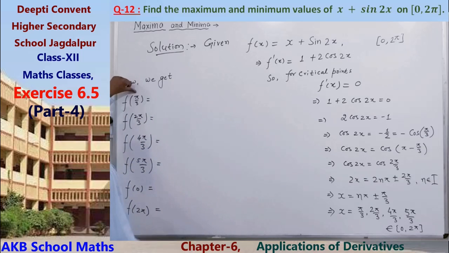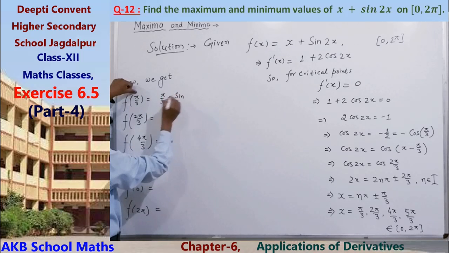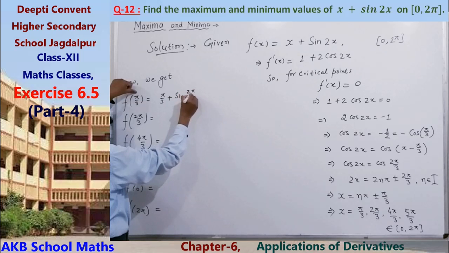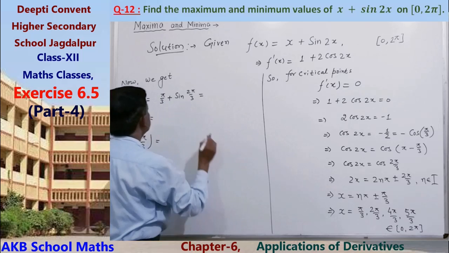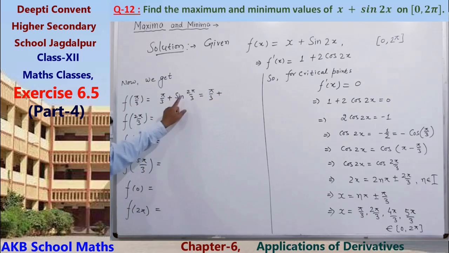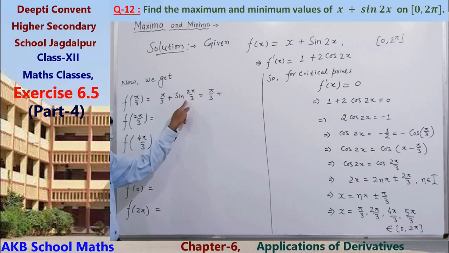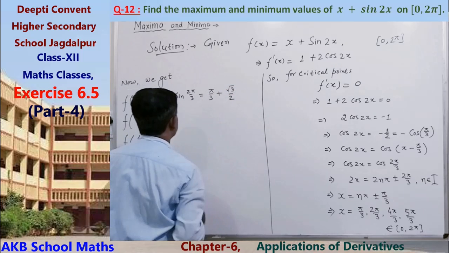Here f of pi by 3 means pi by 3 plus sine of 2 into pi by 3, that is sine 2 pi by 3. What will be the value? Pi by 3 plus sine 2 pi by 3, which is sine of pi minus pi by 3, that is plus root 3 by 2.